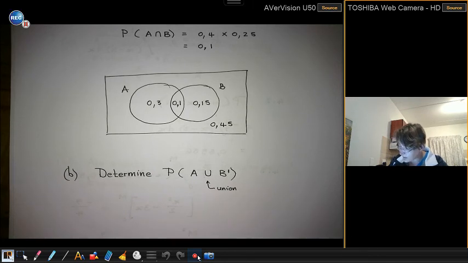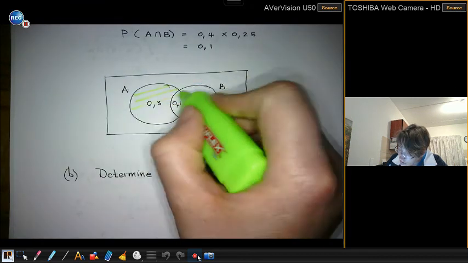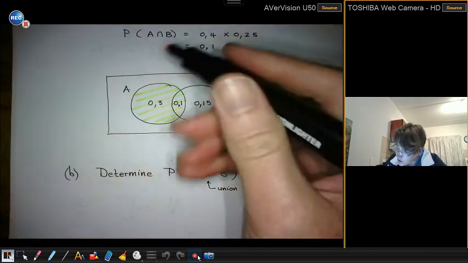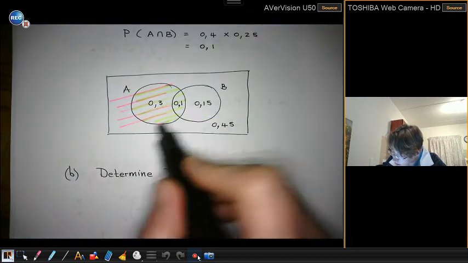You say, we color in everything that's an A, so all of that. Then we color in everything that is in the complement of B, so outside B, not in B. So that's all of this. All of that is not in B.